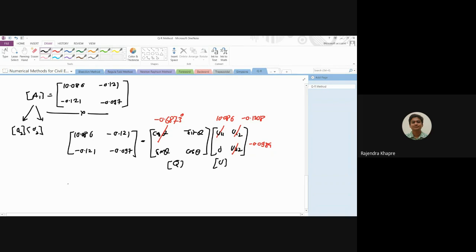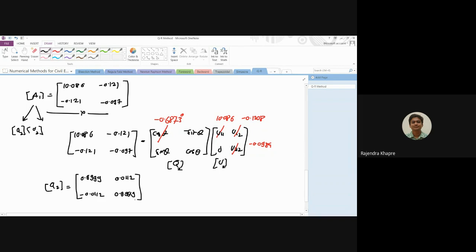Can anybody tell me what is this Q2? I'll call this Q2 and I'll call this U2. So Q2 is basically cos of theta, 0.9999. How about this one? 0.0. Okay, this negative or positive? This will be negative, that is 0.0112. I'm sure this will be 0.9999.